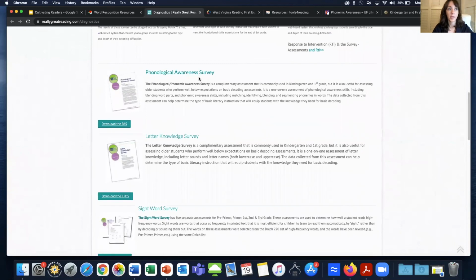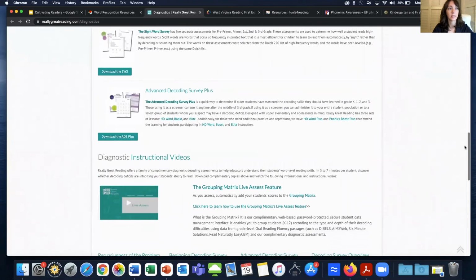And there's the PA survey, letter knowledge survey. They have all these free assessments. The advanced decoding survey, this is going to be if you have an older child, first, second grade or up, that is still missing decoding skills. We want to get them caught up, and we're going to know what they need by doing a quick assessment.